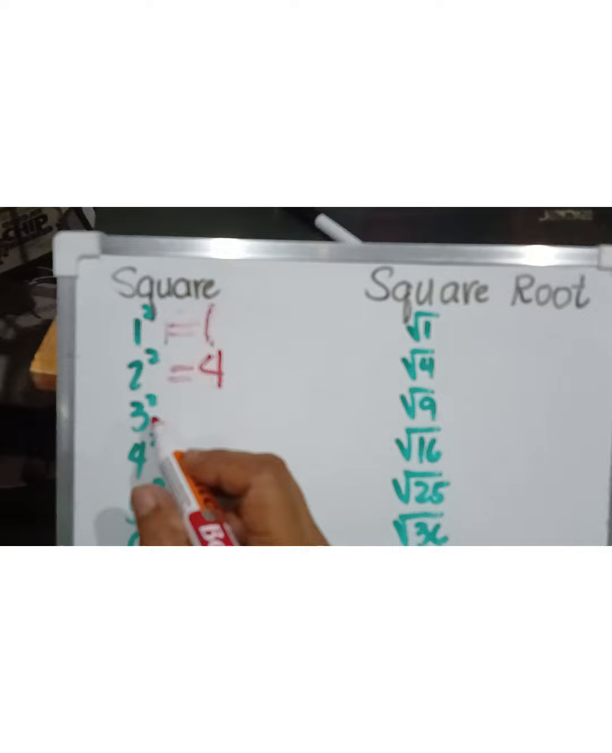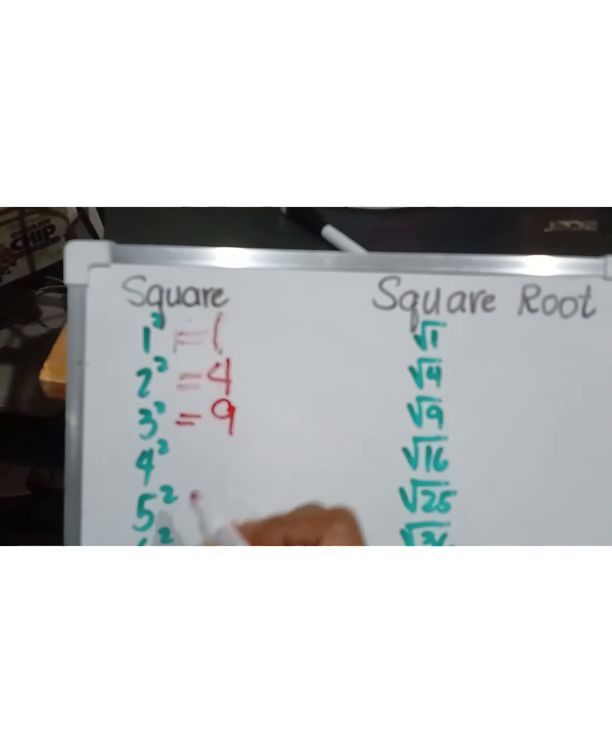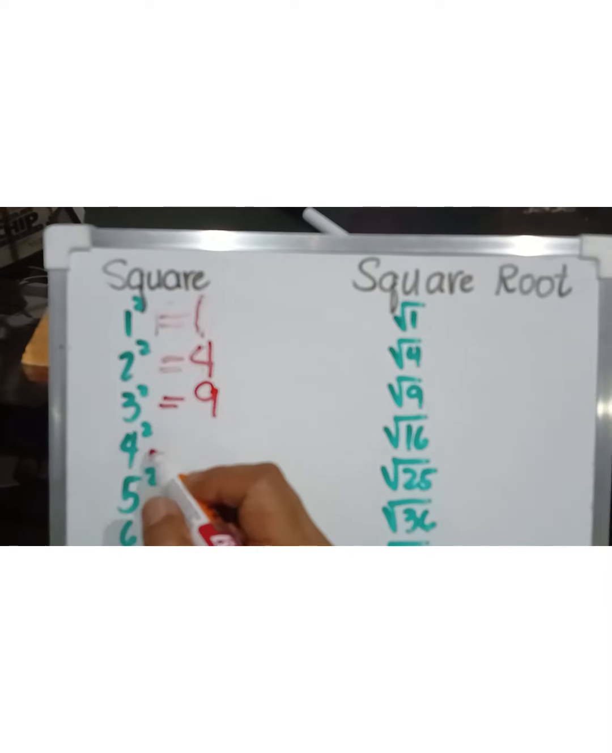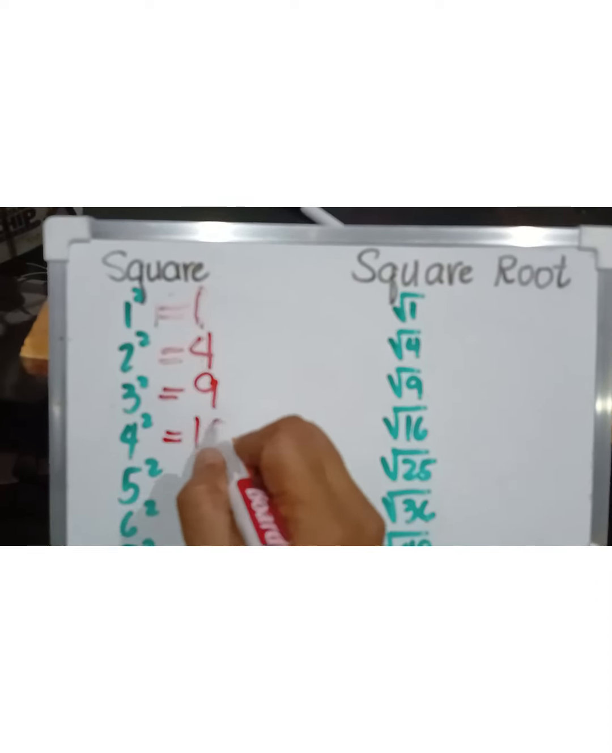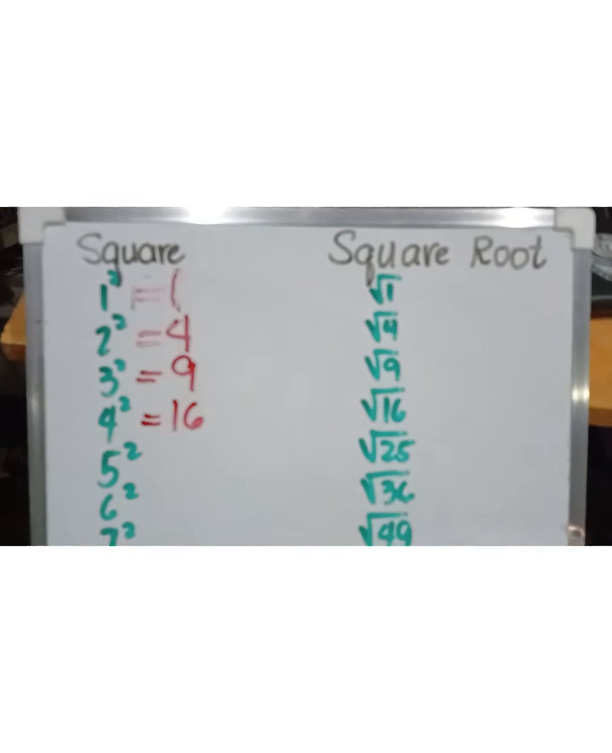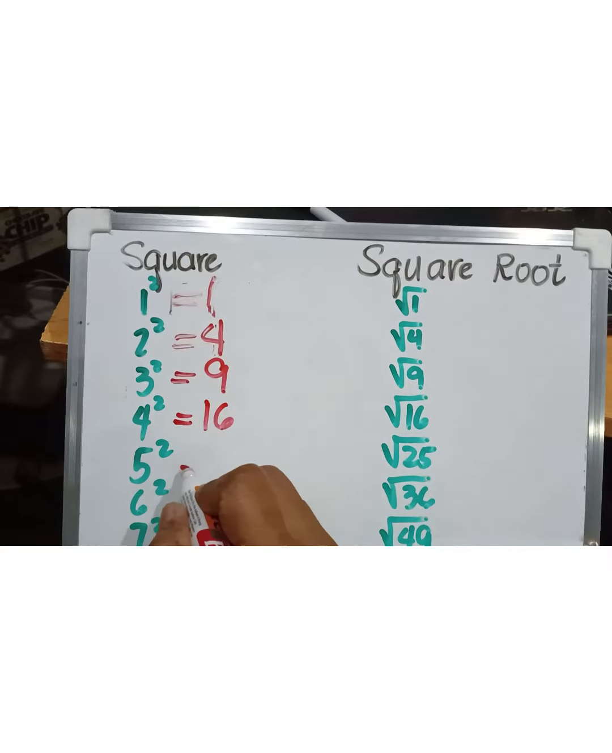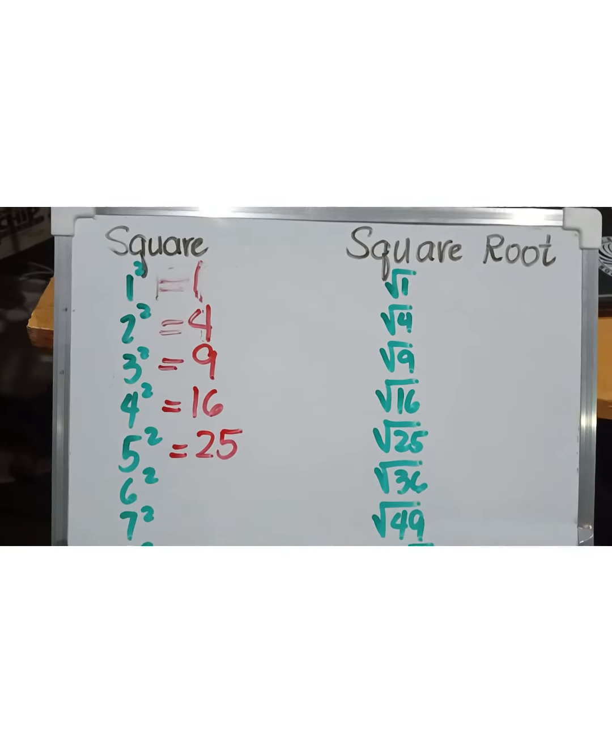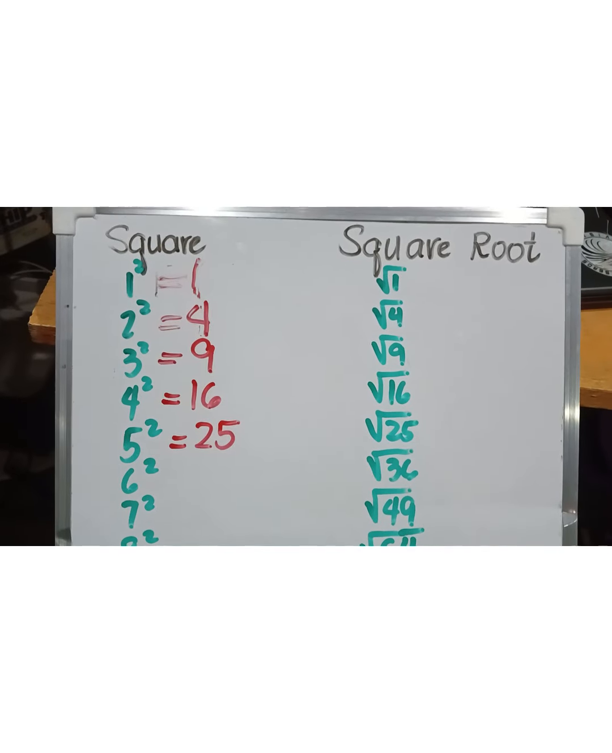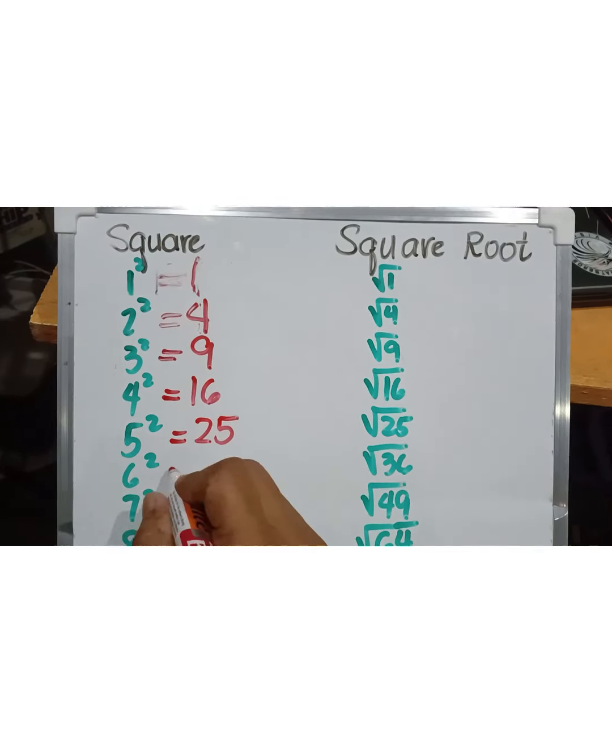3 squared, multiplying 3 by itself is 9. 4 squared, multiplying 4 by itself is equal to 16. 5 squared, multiplying 5 by itself is equal to 25. 6 squared, multiplying 6 by itself is 36.